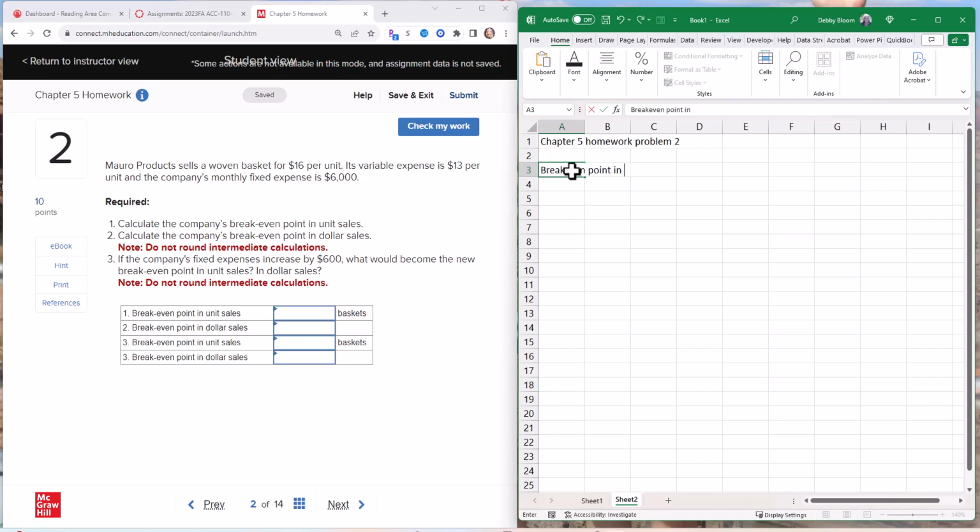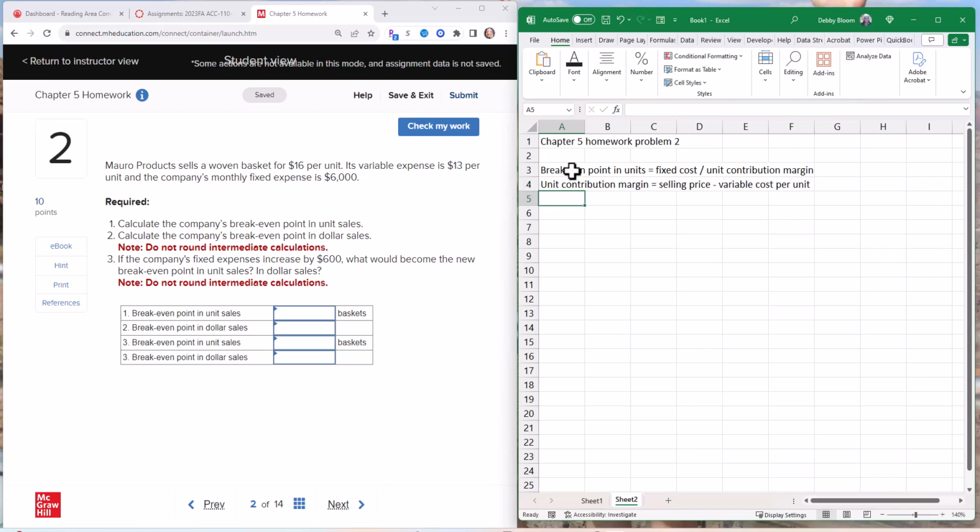in units, all you're going to do is take the fixed cost and divide it by the unit contribution margin. And if you remember, the unit contribution margin is the selling price minus the variable cost per unit.